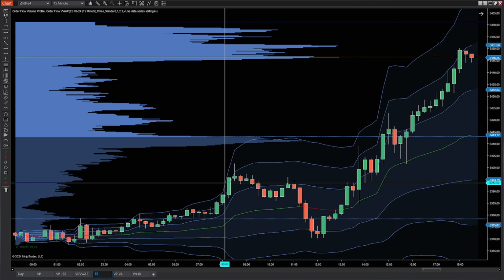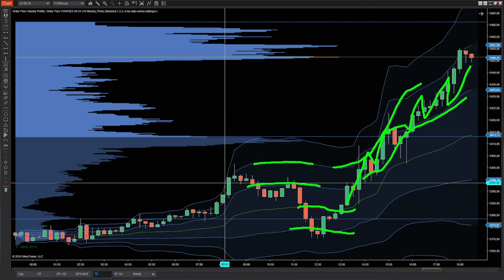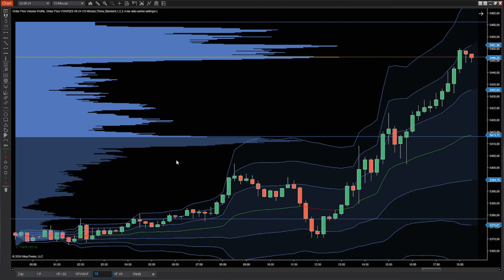We try to find acceptance back into this value zone. Price gets rejected again, and we try to get back to the place where we found value in the first place, being this first and second standard deviation. So this way you can form your structural plan.